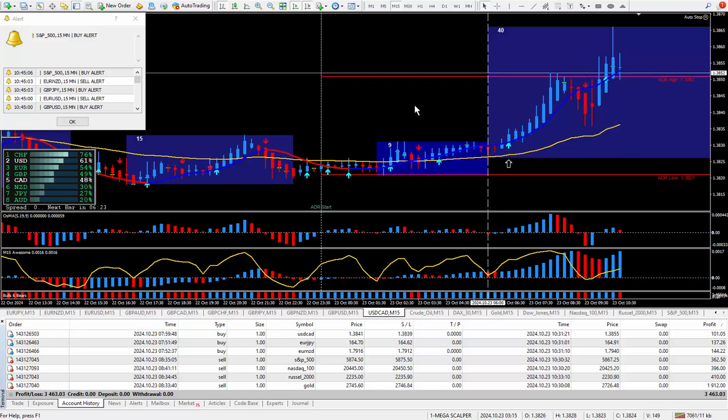Once I figure out I want to be buying and or selling, I'll manually put in this white arrow just to remind me the direction I want to be trading.